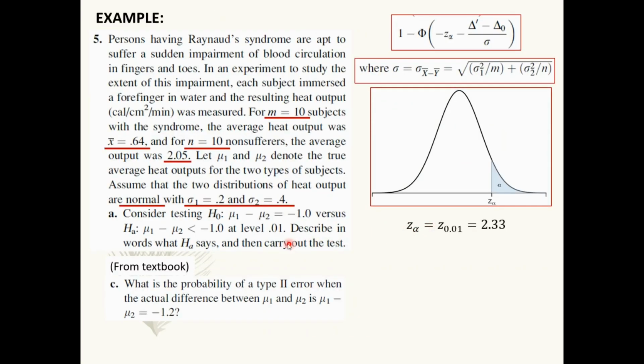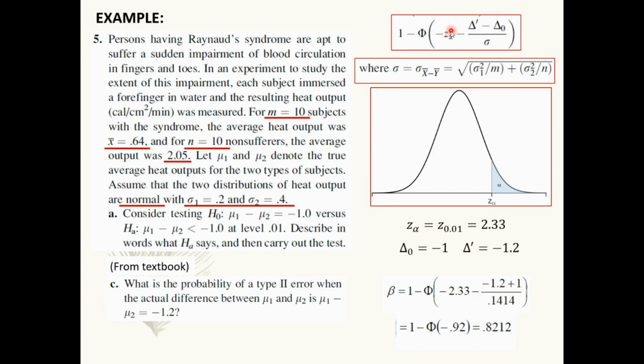Okay, so for Z alpha, we were given alpha 0.01. And remember, when you have the Z with a subscript, that subscript is the area to the right. So make sure that you can go and find this Z alpha. Look for the value that cuts this distribution so that you have 0.01 on the right. And you'll find it's 2.33. And then, as I said earlier, your null value is your minus 1. And then your delta prime is the one that is given as your alternative.